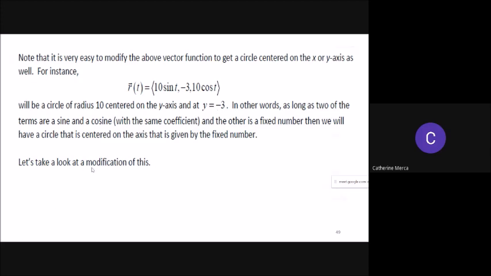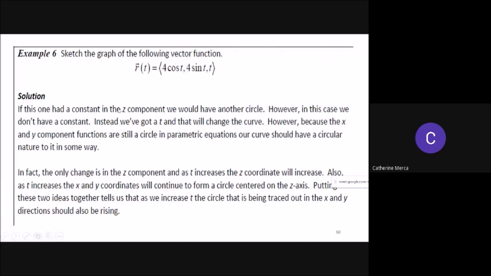So this modification would look like this. We have 4 sine t, and then t here. It now varies in terms of t. If this one had a constant in the z component, we would have another circle. However, it is not constant. It is t. We don't have a constant, so we got a t. That will change the curve.